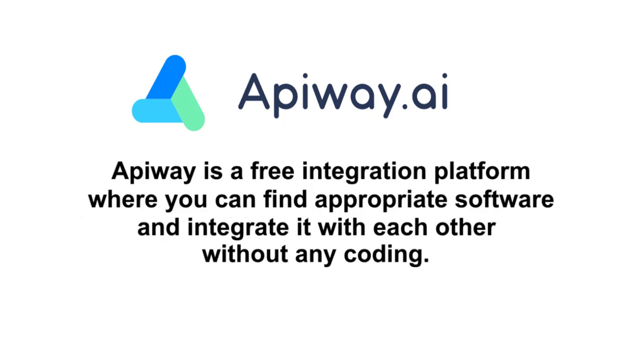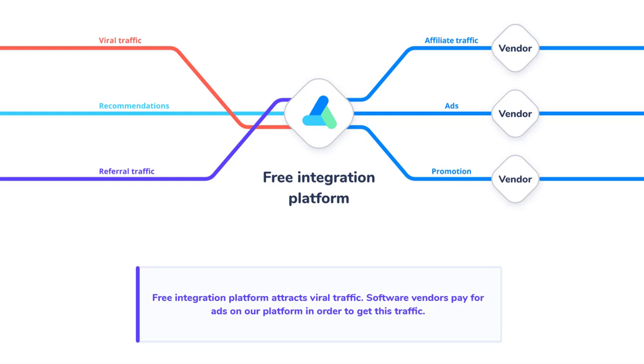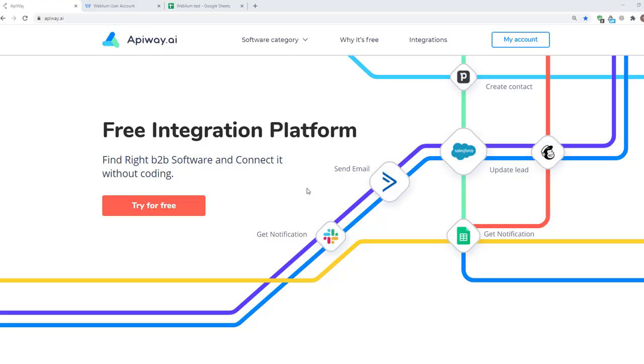Apiway is a free integration platform where you can find appropriate software and integrate it with each other without any coding. Apiway charges money from software vendors and promotes them in the software marketplace. That's why it is totally free and has no time limits for end users. Now let's move on to the integration.